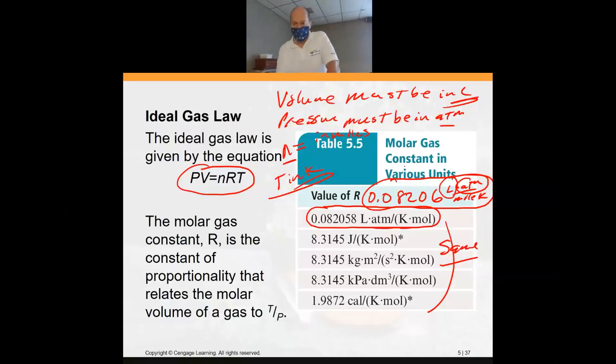All right. So again, you have a bunch of different R values. This is the one that we are always going to use for PV is equal to nRT, which is the ideal gas law, which means when you're using this, whatever volume is given, you have to convert it to liters. Whatever pressure is given, you have to convert it to atmospheres.